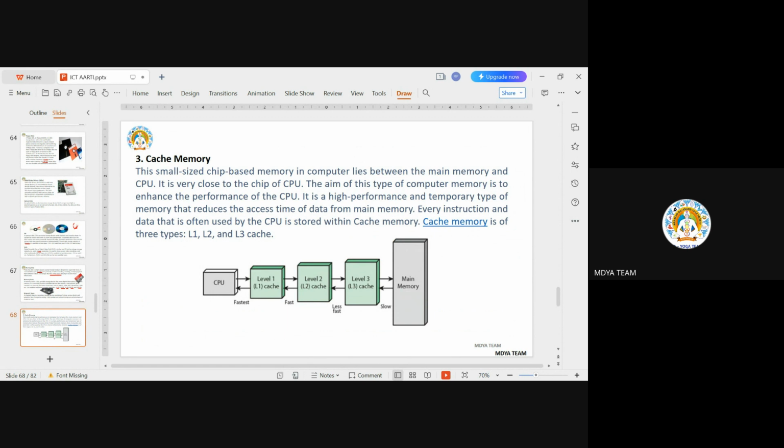Cache memory is of three types. There are three levels of cache memory: level 1, level 2, level 3. Why are there three levels? Because of their speed. Level 1 is much faster than level 2, level 2 is much faster than level 3, and level 3 is much faster than the main memory. Main memory is slower than level 3.